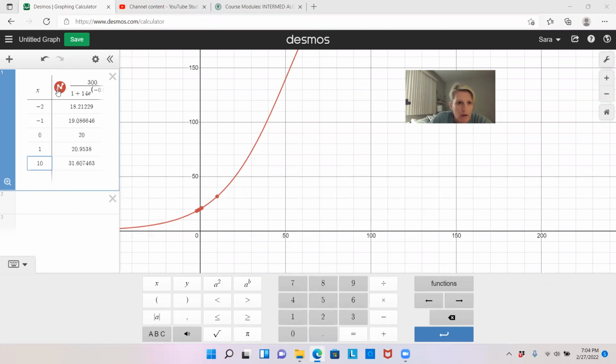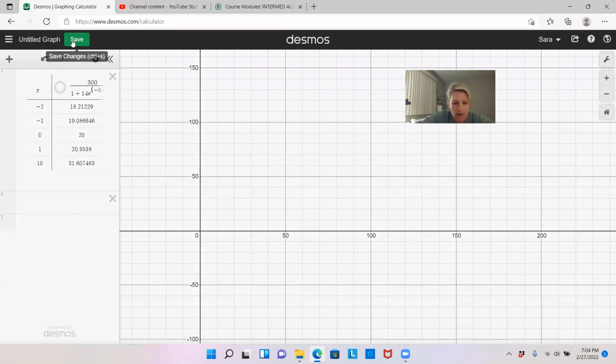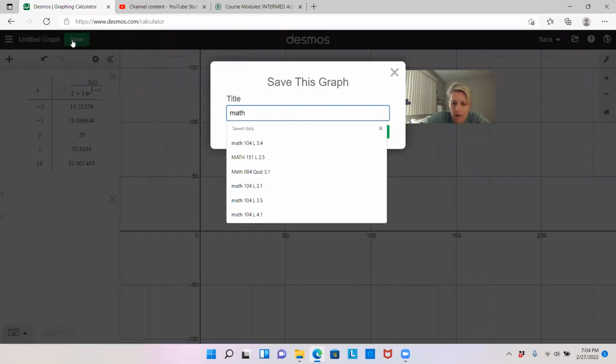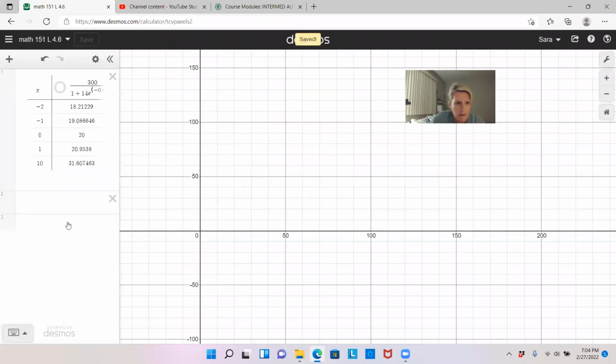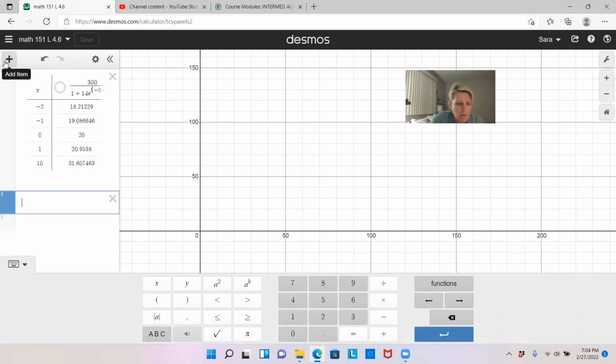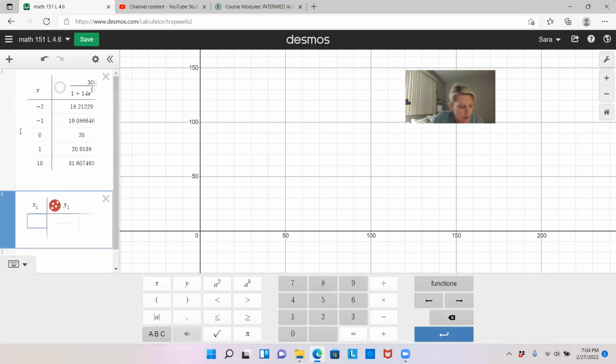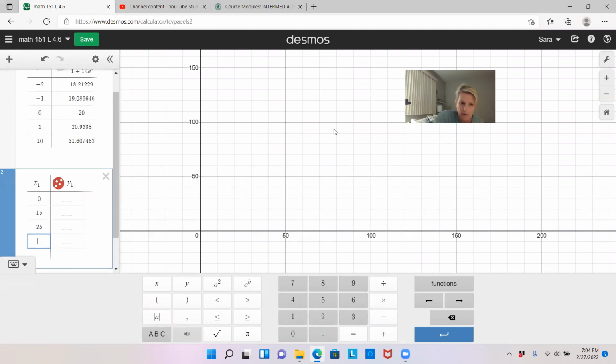We'll turn this one off, and I will save this for you all. And then let's go make a data table. And X1, like I said, is going to be 0, 15, 25, 35, and 43.